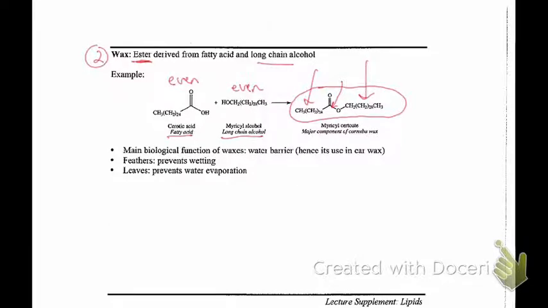The main biological function of waxes is as a water barrier, right? These are the type of compounds that are used in car waxes. They're found in feathers to prevent wetting, also in leaves to prevent water evaporation.